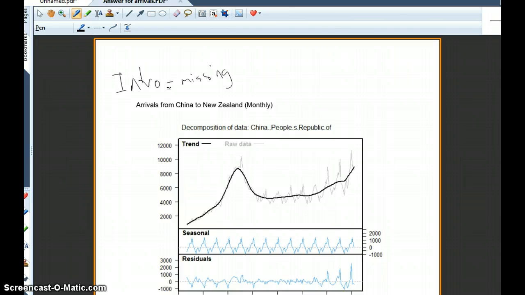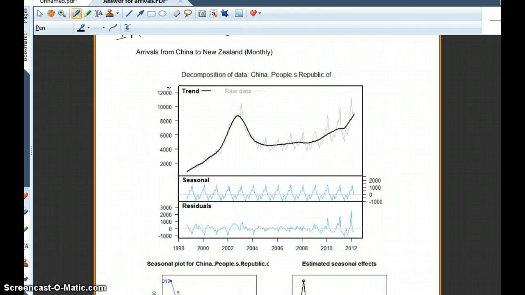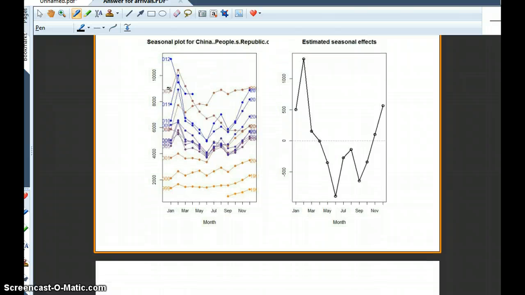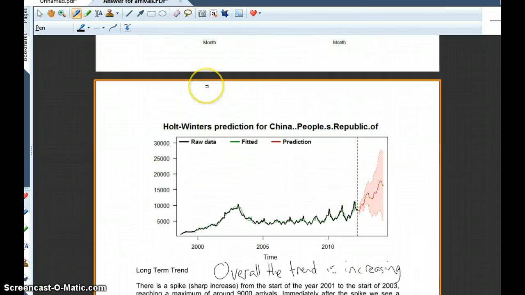This data was collected between the years, whatever years that was collected between, and it shows the arrivals to New Zealand. Intro done. Two sentences. Okay, this person has plotted the seasonal effect correctly, no problems there. Predictions, brilliant.